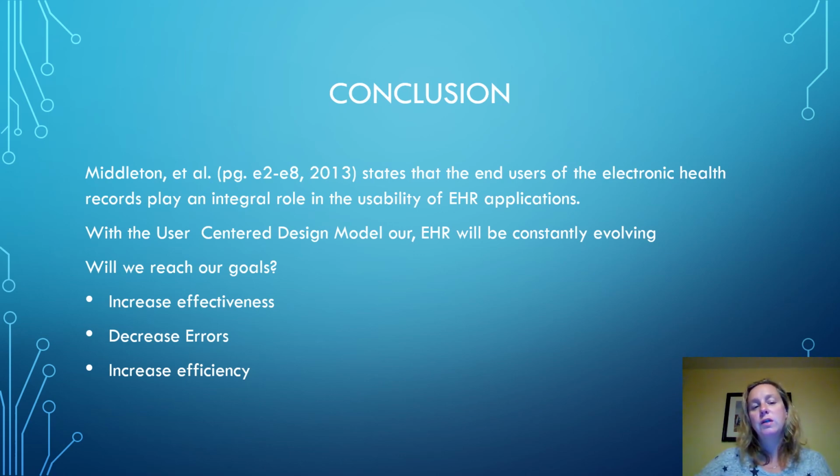So will we ever reach our goals? Maybe, maybe not, because I think our goals are always going to be changing. So we're always going to want to increase our effectiveness just a little bit more. There's always going to be more errors that we want to decrease, and we always want to make our efficiency just that much better. So I think that by using this new plan, we'll be able to increase our user experience, and then we'll build from there and continue on.